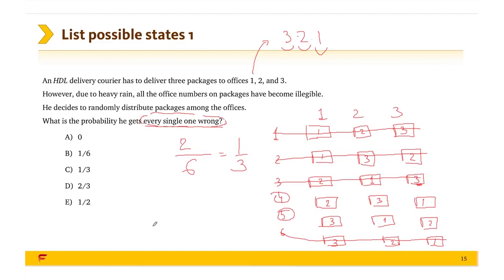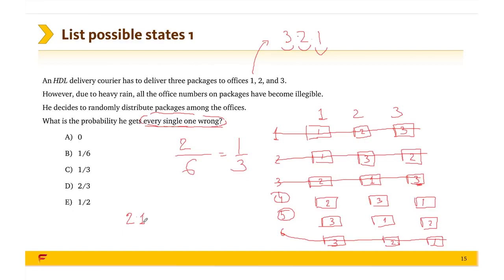So, if we take the first package, for example, it can be delivered to the wrong address in 2 ways, right? It can be either delivered to the second or to the third office to mess things up. But then if we take the second package, it can be delivered to the wrong office only in 1 instance, because we can deliver it to office number 3, which is wrong, or we can deliver it to office number 2, and then the delivery will be correct. So the number of ways is 1.